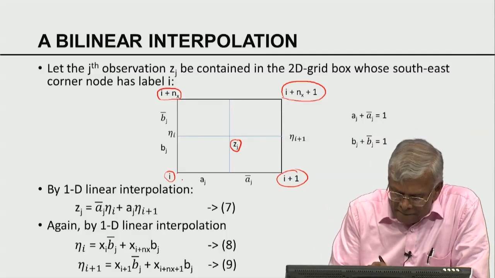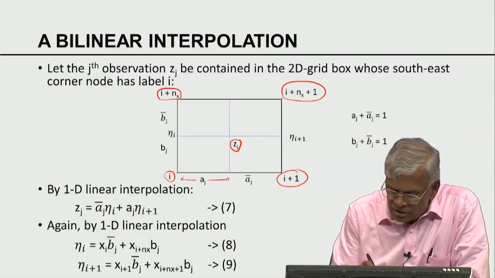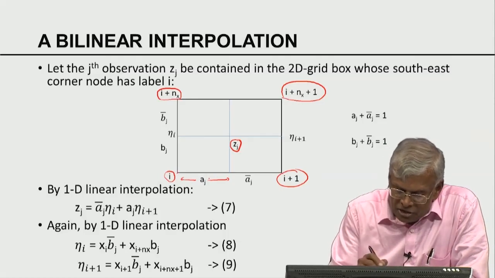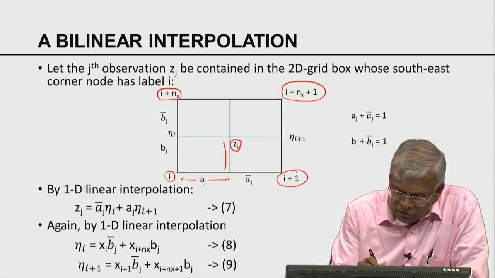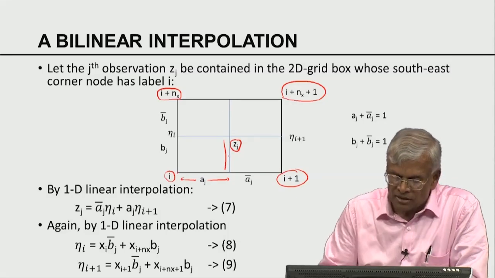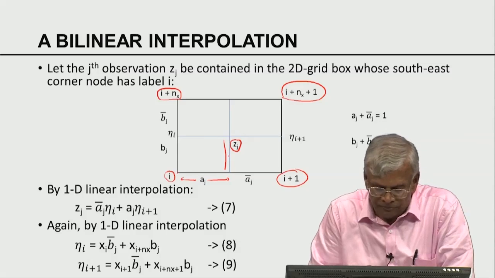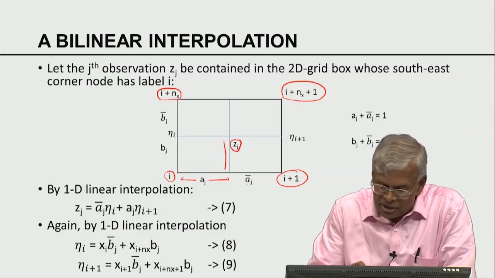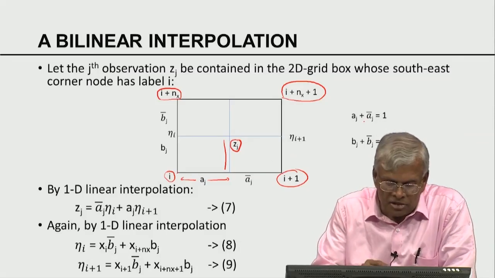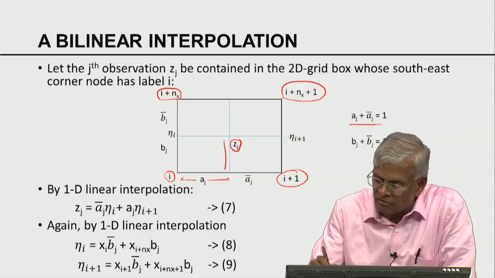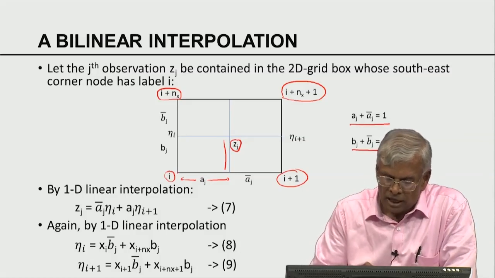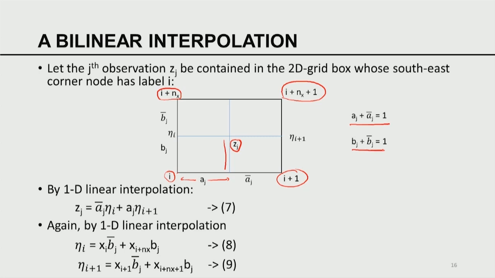Let aj be the distance of the observation along the x-axis. Let bj be the distance of this from the origin along the y-axis. So the coordinates of zj are aj, bj. aj bar is 1 minus aj, bj bar is 1 minus bj. So we have the standard relation. Therefore, we can now compute the distance of zj from each of the corners.